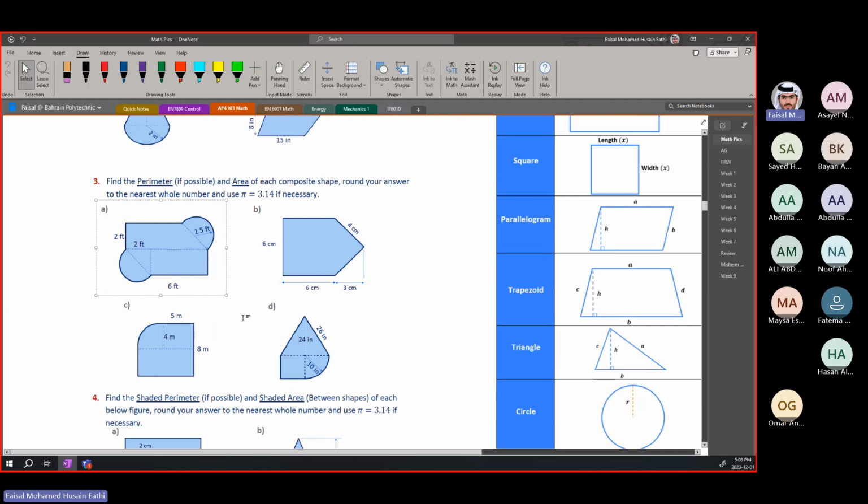Let's move on a bit to a more complicated shape. The question here says, find the perimeter again, if possible, and the area. Okay, let's start with this one.